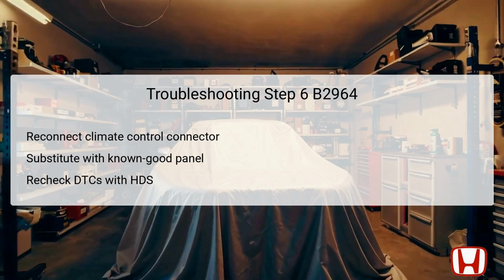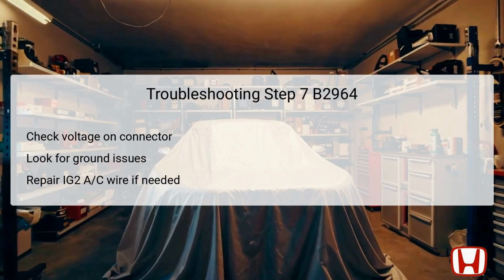Conversely, if no code is found, it implies that the original climate control panel was at fault and should be replaced. The final step in the troubleshooting process is to verify the integrity of the IG2 AC line and ensure that all electrical connections are functioning correctly. To initiate this step, you need to measure the voltage at the climate control panel's 12P connector while it is disconnected. This involves checking between female terminal number 1 and body ground.